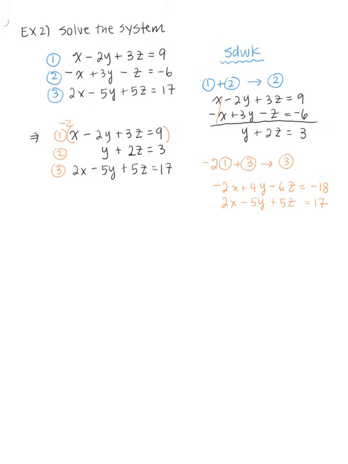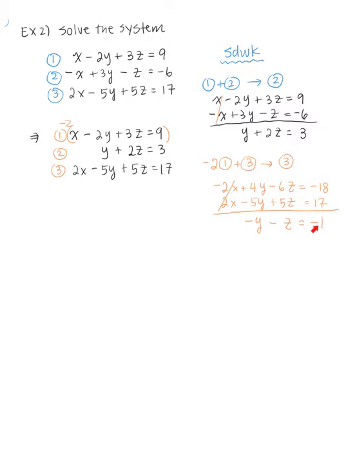All right, so now I'm going to add these two together. I should have written that in black, just to keep the colors consistent. Sorry about that. Okay, so now let's kill that one. So then you're going to have 4y minus 5y, so you're just going to have negative y. And then negative 6z plus 5z, so you're going to have a negative z. That's going to equal negative 18 plus 17, which is just negative 1. So this expression here becomes your new third equation.